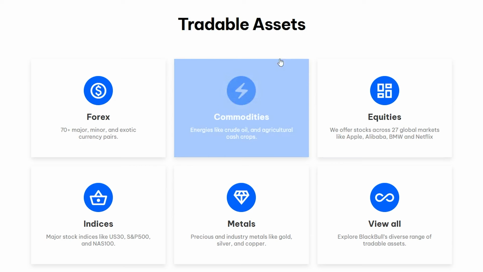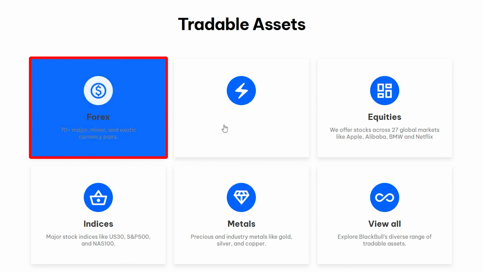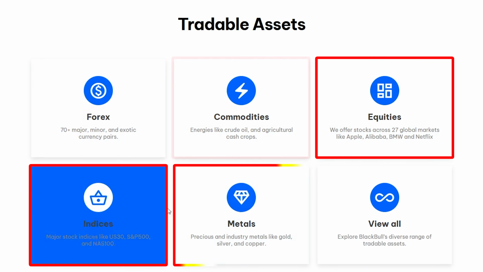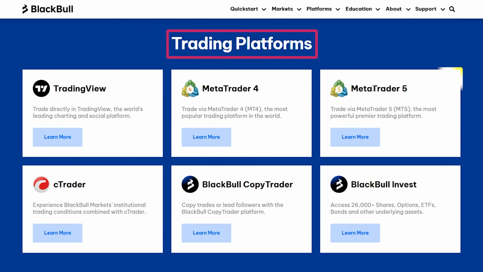Additional advantages are that there are lots of tradable assets. We saw 26,000, and those include Forex, commodities, equities, indices, metals, and many others. In terms of the trading platforms, we're going to be trading on MetaTrader 5, but if you prefer MetaTrader 4 or TradingView, you have those options, as well as CTrader. We have the Black Bull Copy Trader, and then we have their investment options.